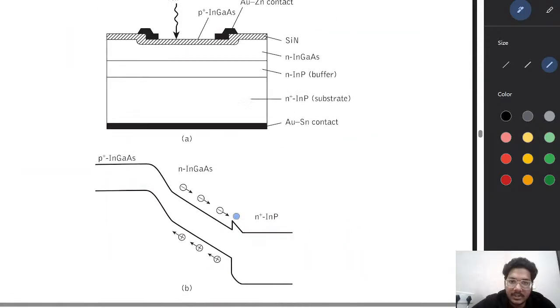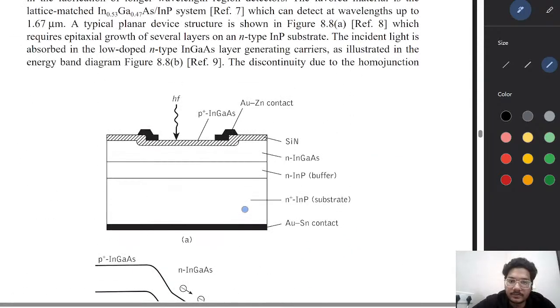And we have to see the indium gallium arsenide pin diode for a very long wavelength detector. For a very long wavelength detector, we use the indium gallium arsenide pin diode, mostly favored in modern telecom systems because it detects up to longer wavelengths.